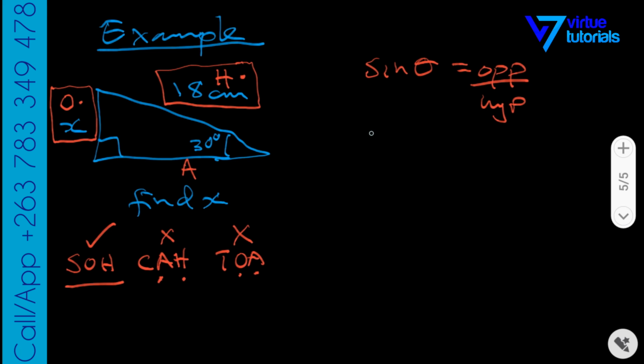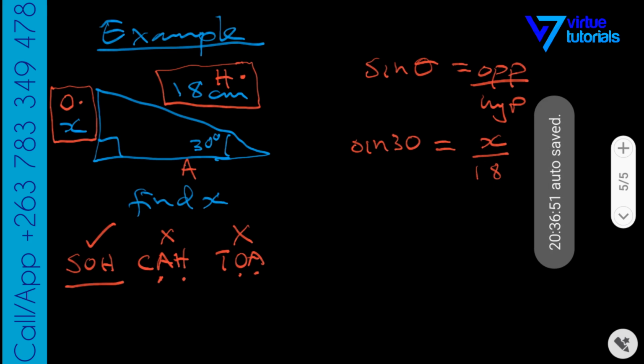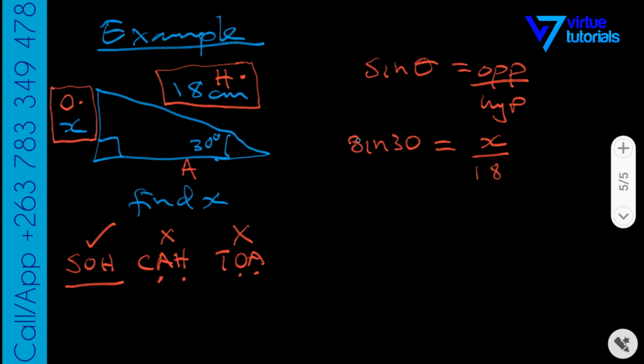In this case, our theta is 30 degrees, so sine of 30 is equal to the opposite, which is x, over the hypotenuse, which is 18. So this is a simple equation: sine 30 is equal to x over 18. If we want to find x, we have to multiply both sides by 18, so we remove 18 from the denominator. So we have 18 sine 30 is equal to x.